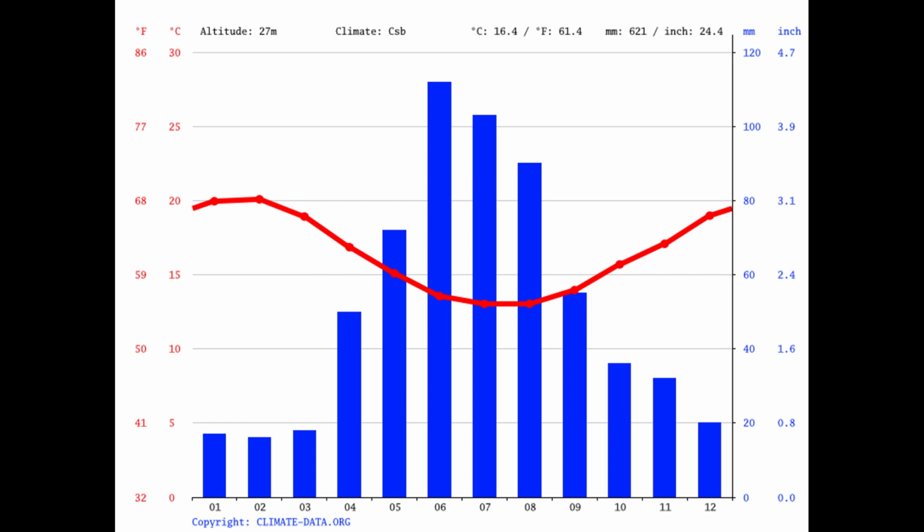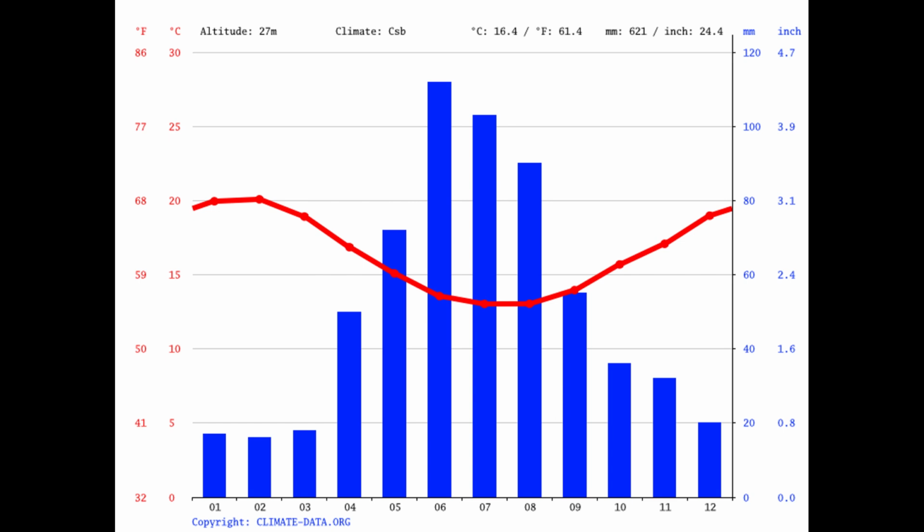So in this example, you can see the blue bar graph for the precipitation and the red line graph for the temperature. Here, temperature is measured in degrees Celsius as well as degrees Fahrenheit, and then the precipitation is measured in millimeters as well as inches.